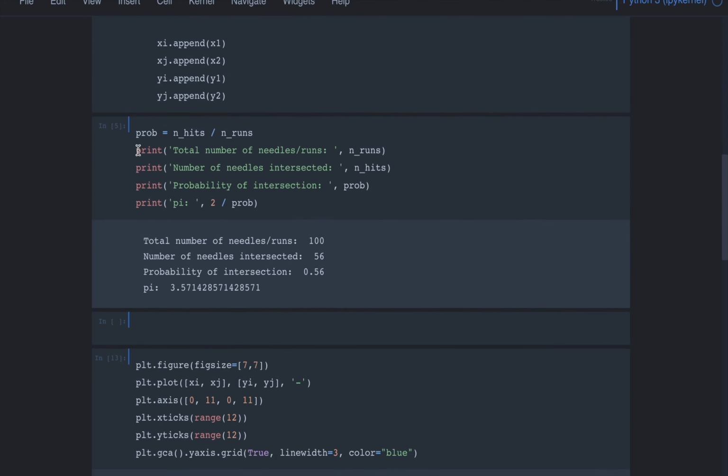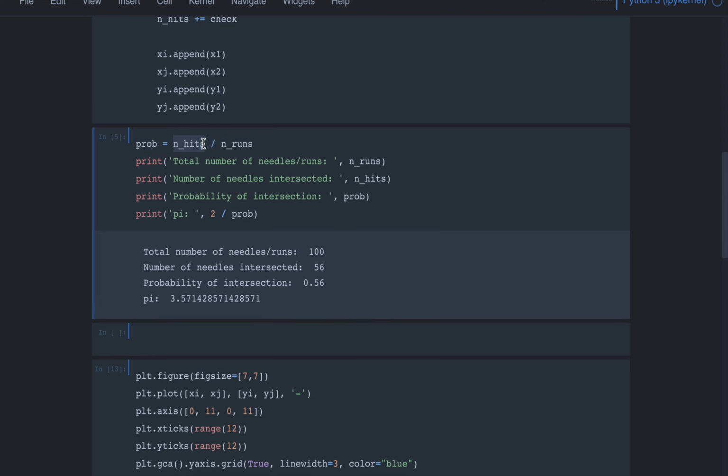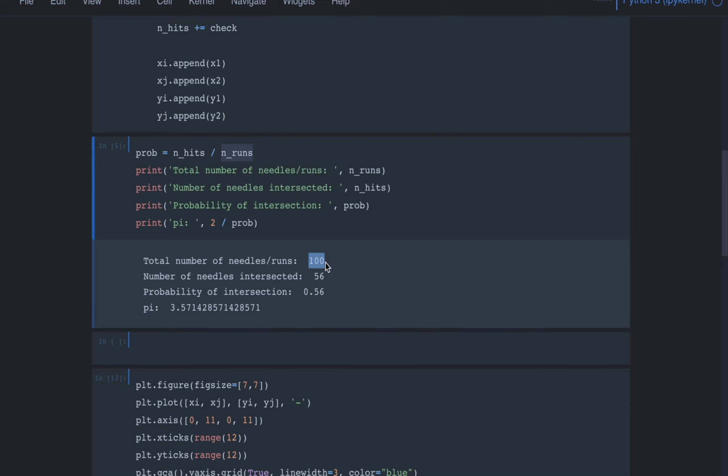All right, and finally the probability of the needle intersecting with the lines is simply how many needles have intersected with the lines divided by how many needles we have dropped, right? So for this small experiment, we dropped a total of 100 needles, and the number of needles intersected is 56, which means the probability of intersection is 0.56. But again, as you know, this number is too small to say this is the right probability.